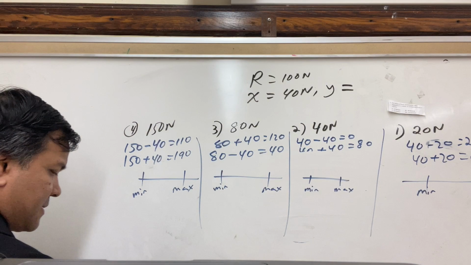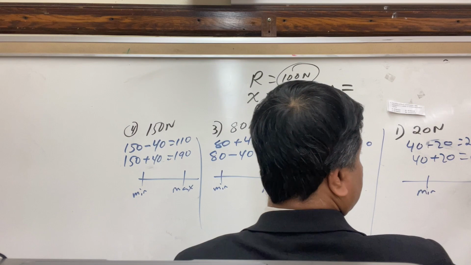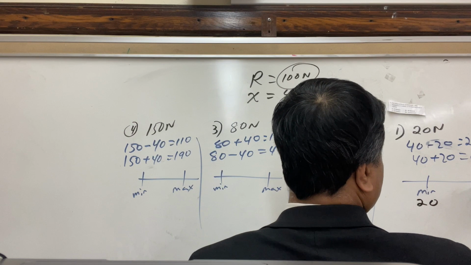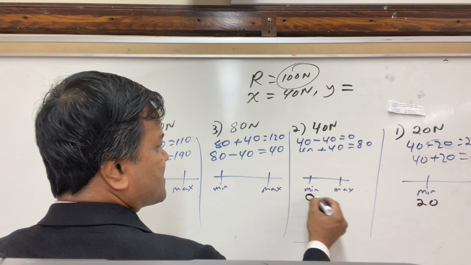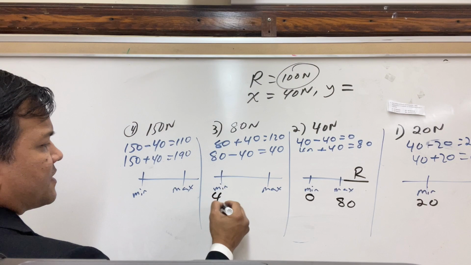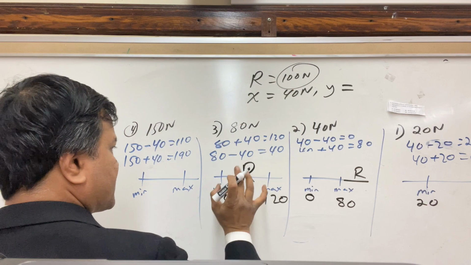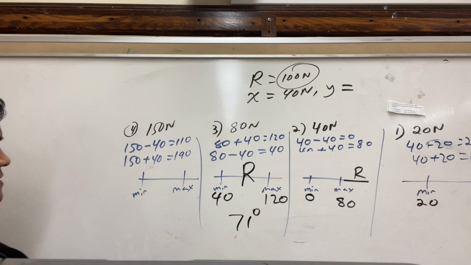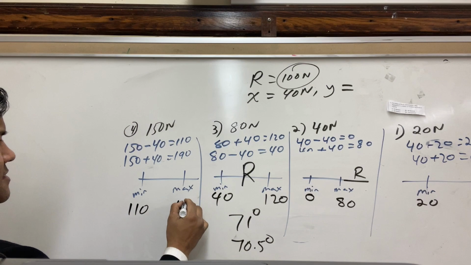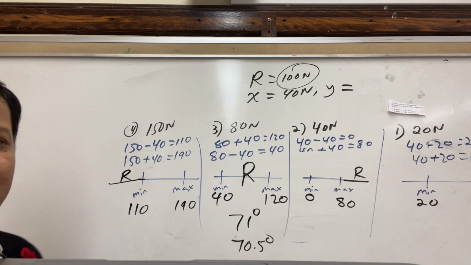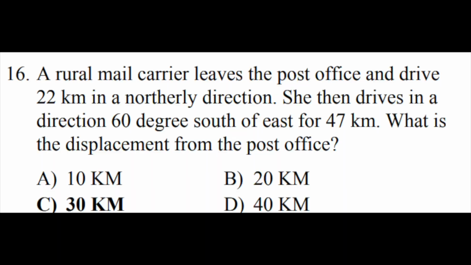So 100 is outside, because min is 20, max is 60, and 100 is outside the range. 100 is outside the range because this is 0, this is 80. This is 40, this is 120, so 100 is inside the range. It is possible to get 100. Maybe 71 degrees will give you 100. 70.5 degrees. This is min, this is max. 100 is in fact here. All right, so only this range will give you 100. Maybe the angle would be 71.